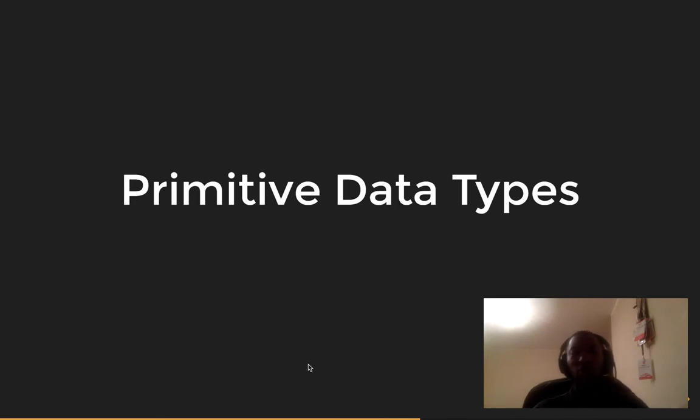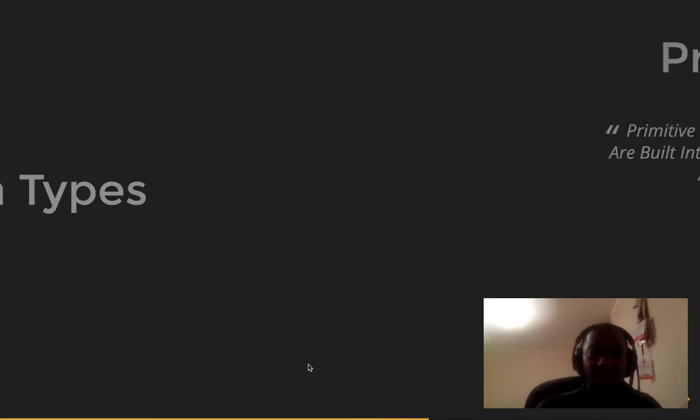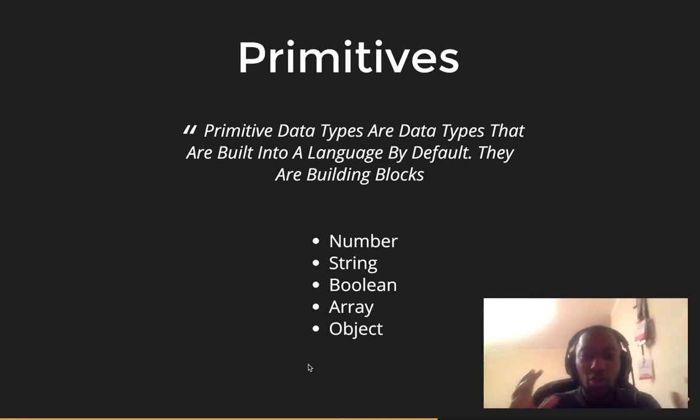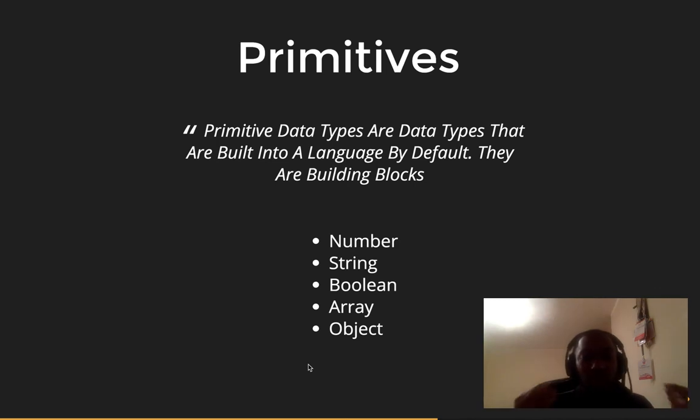Now we are going to move on to what I call the primitive data types. Now, primitive data types, what are they? They are data types that are built into a language by default. Programming languages have what we call data types. They are like building blocks. They allow you to represent things, right?